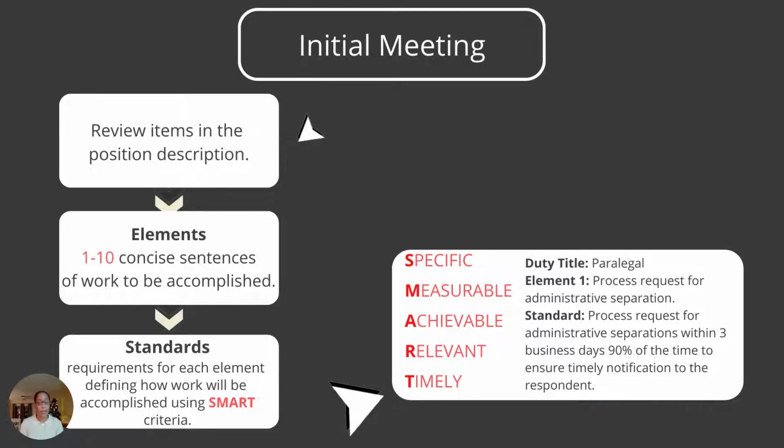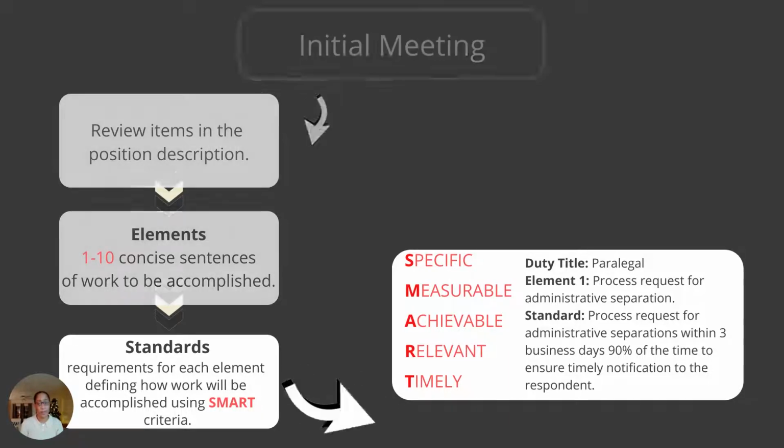Now, it's important to set your goals, your standards, and your measurement tools to be realistic. No one is perfect, so writing 100% in there wouldn't make any sense. So it needs to be achievable, measurable, and specific. So 3 business days is reasonable and specific. And 90% is measurable and also achievable. And it also is relevant and timely because this is something that is actually expected to be performed within that position description.